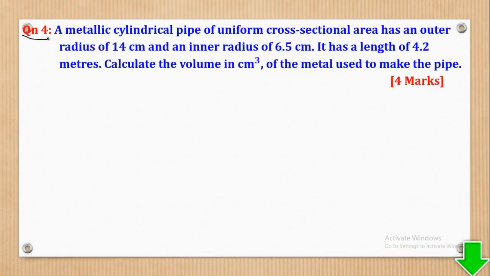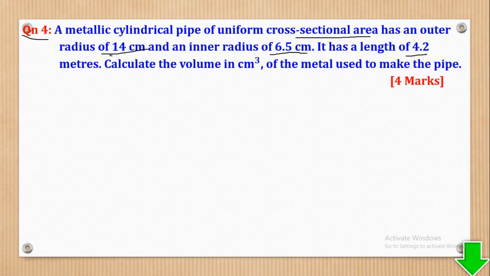So that was question 3. Now we shall go to question 4. Question 4 says that a metallic cylindrical pipe of uniform cross-section area has an outer radius of 14 centimeters and an inner radius of 6.5 centimeters. It has a length of 4.2 meters.